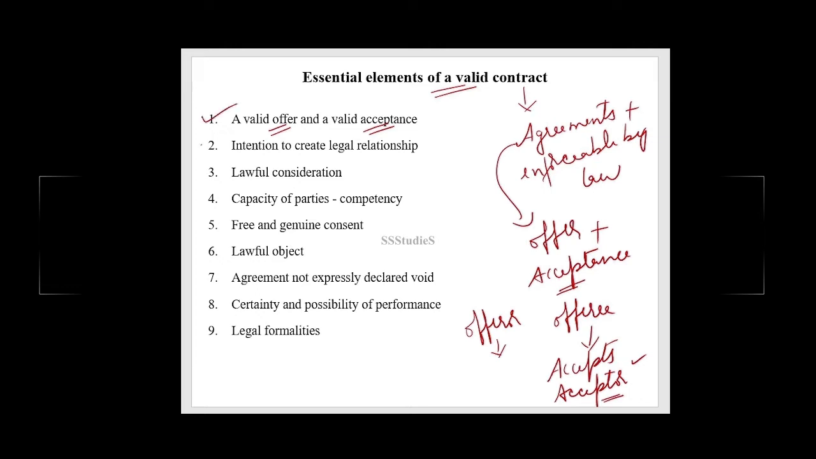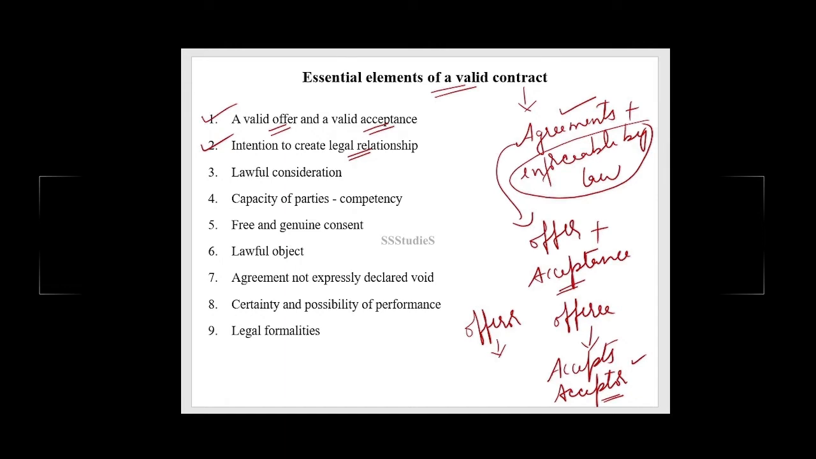The second essential element of a valid contract is intention to create legal relationship. We have already seen in the first video that when it comes to a contract, it is not just the agreements, it has to be enforceable by law. That means the parties, offerer and the offeree, should have an intention to create legal relationship. Now agreements can also be social agreements. If it is a social agreement, then it is not enforceable by law.